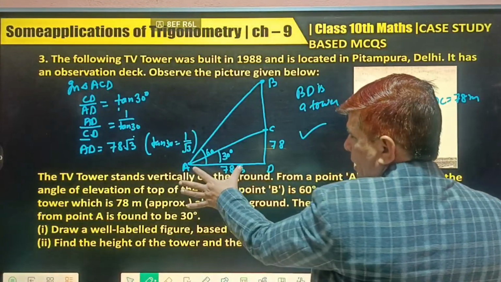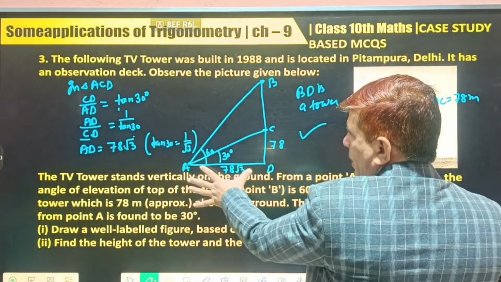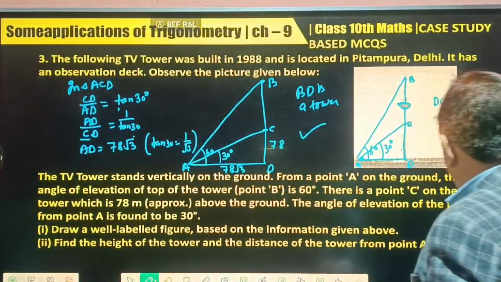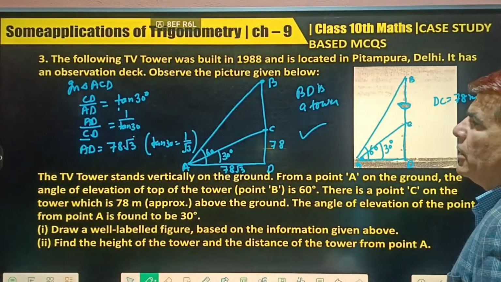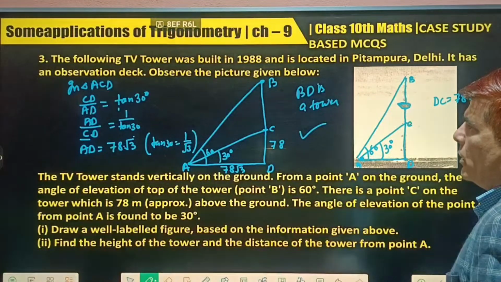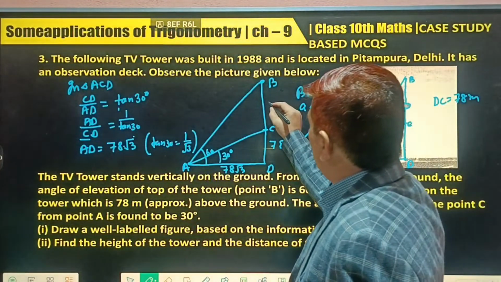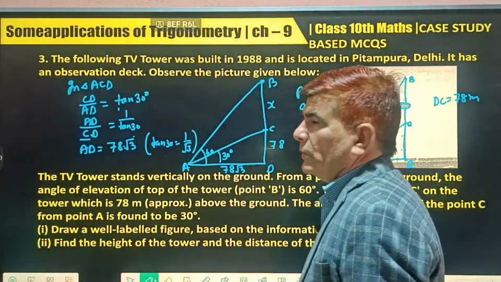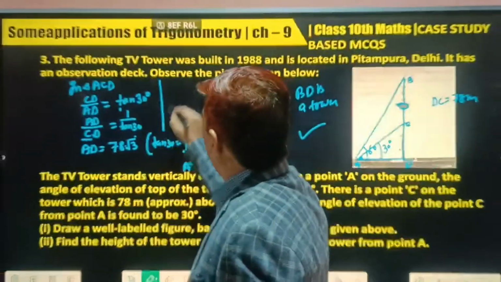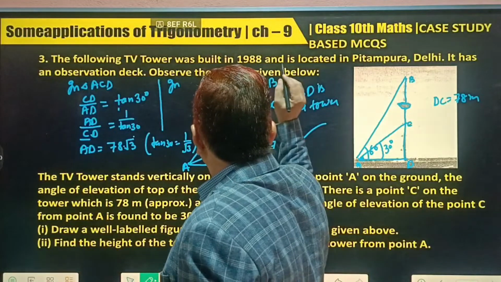So the distance of the tower from point A is how much? 78 root 3 meters. Then what do we have to find? The height of the tower. So we say this is equal to x, in triangle ADB.